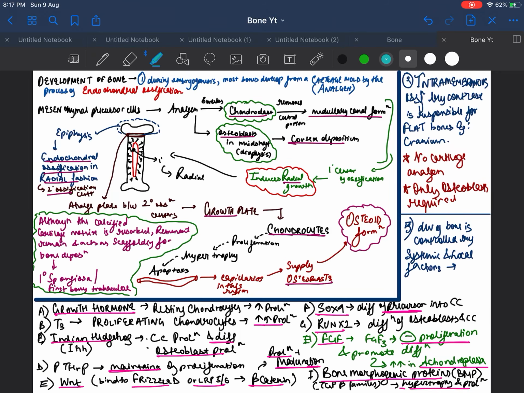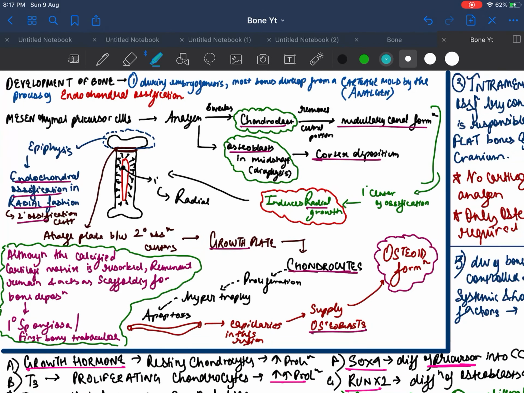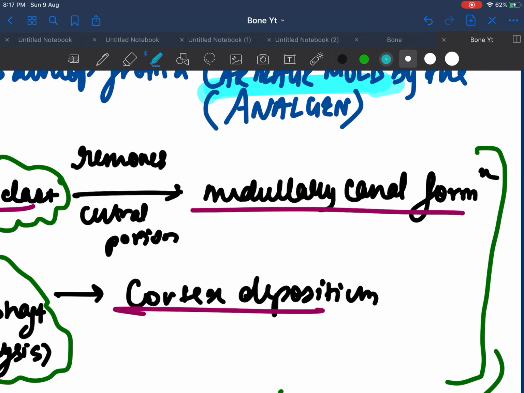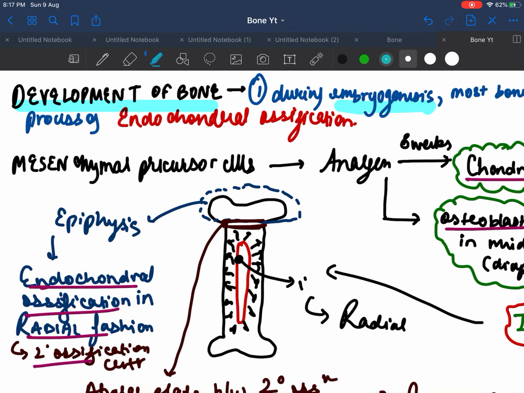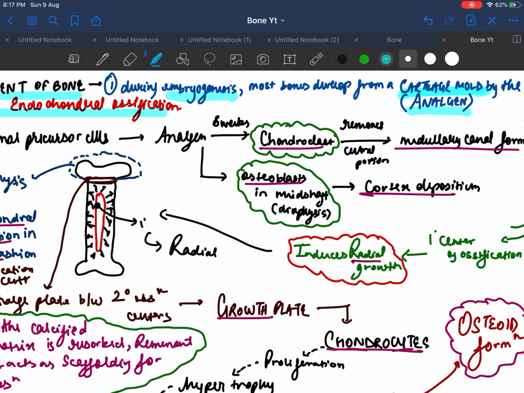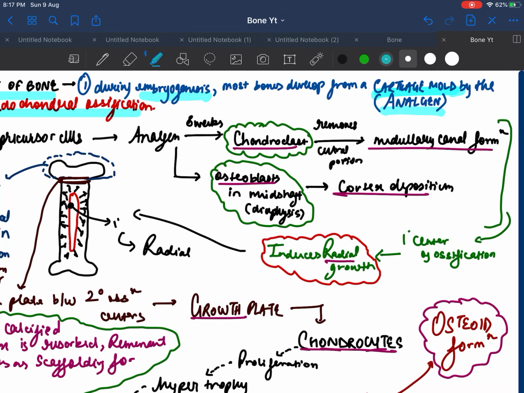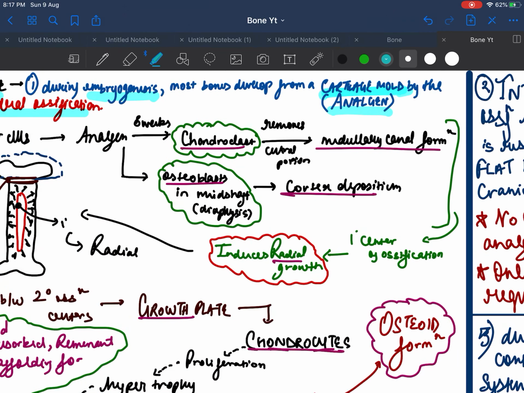Now we'll move towards how the bone is formed, the development of the bone. During embryogenesis, most bones develop from a cartilage mold, which is known as anlage, by the process of endochondral ossification. Endochondral ossification is the key word here, and this word anlage. These two are the key words.